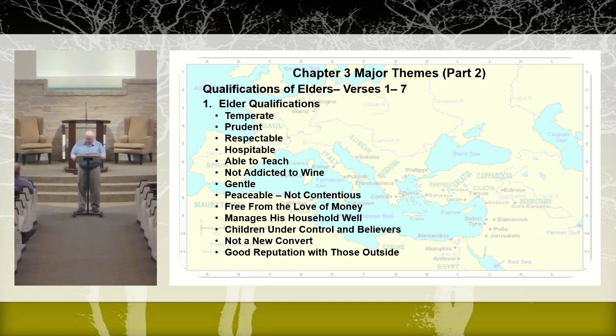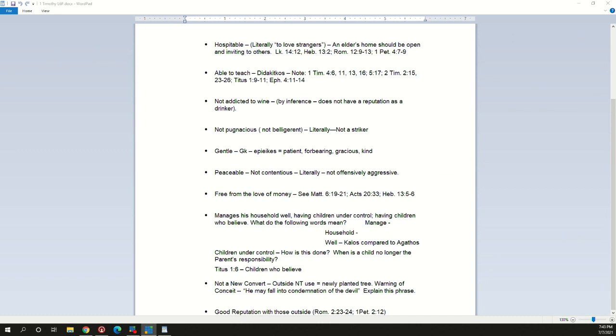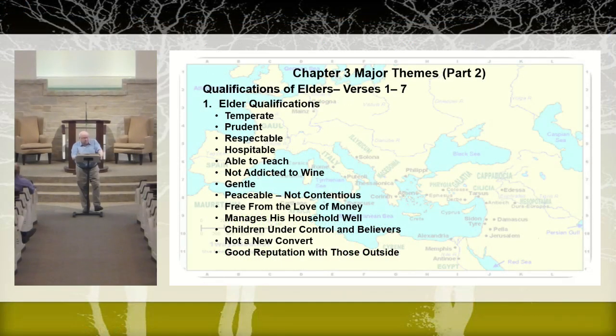Let's go to Matthew 6. Everybody's heard this 1,000 times, but it does us good to review. Matthew 6:19 through 21. Do not store up for yourselves treasures on earth, where moth and rust destroy and where thieves break in and steal. But store up for yourselves treasures in heaven, where neither moth nor rust destroys, and where thieves do not break in or steal. For where your treasure is, there your heart will be also.